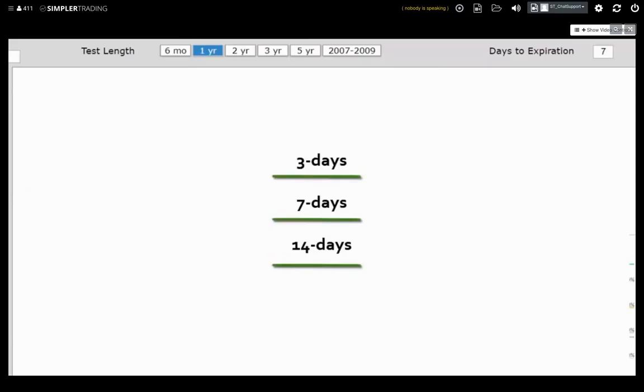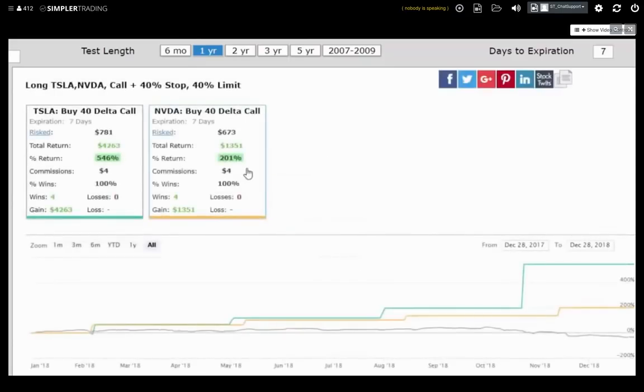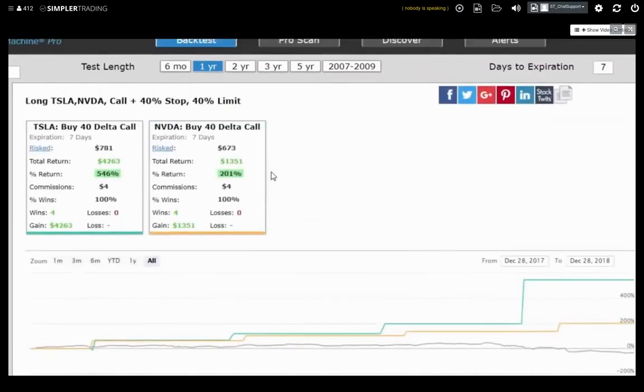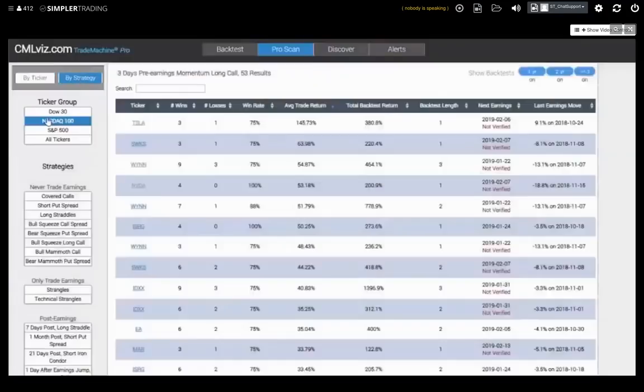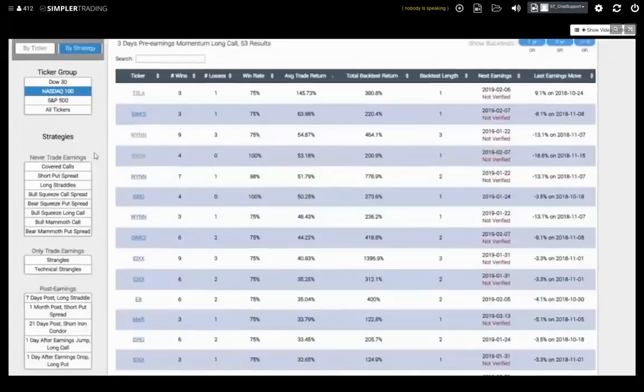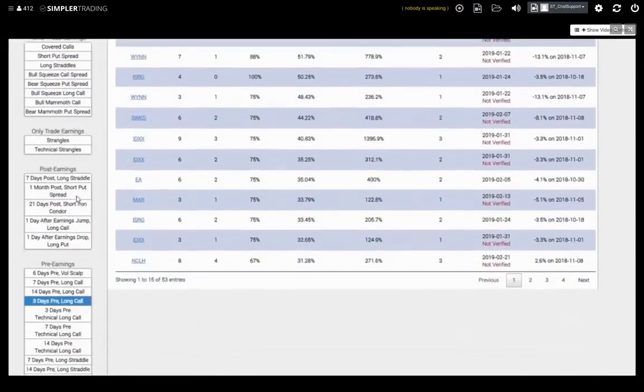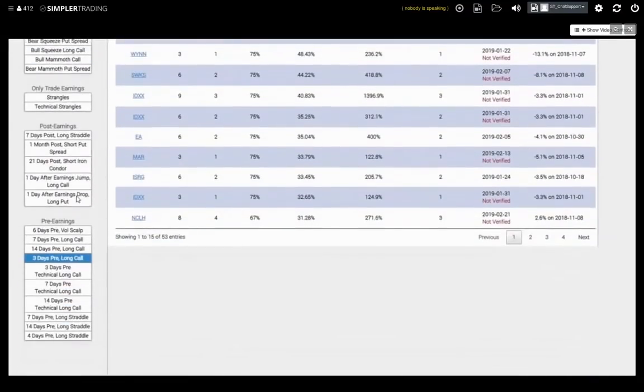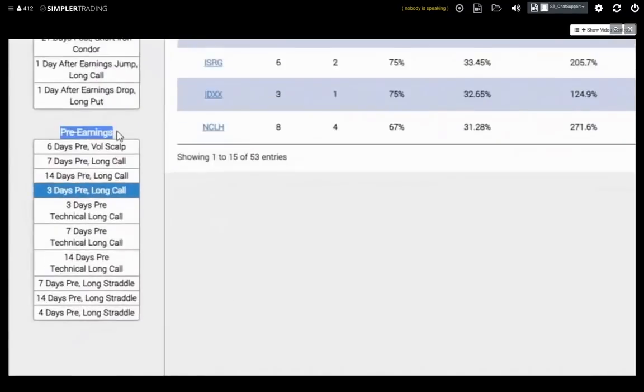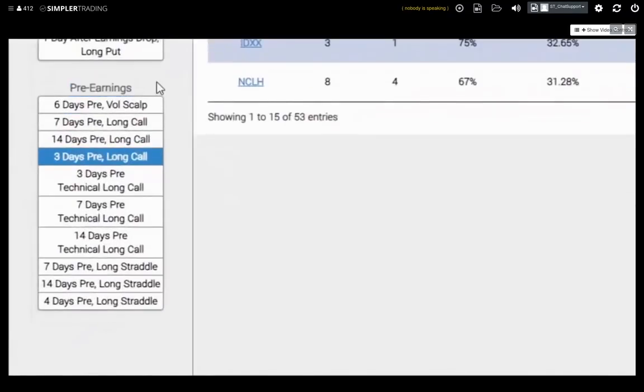And how do we find all these ideas? How do we know which stocks are working the best? That goes to the Pro Scanner. We'll click on Pro Scan. We'll select by strategy. We will choose a ticker group of the NASDAQ 100. And you can see there are so many scans that we have for idea generation. But in this case, we're focused on the pre-earnings scans, and we're looking at pre-earnings optimism. So we have the 7 days, 14 days, and 3 days pre-earnings optimism calls.